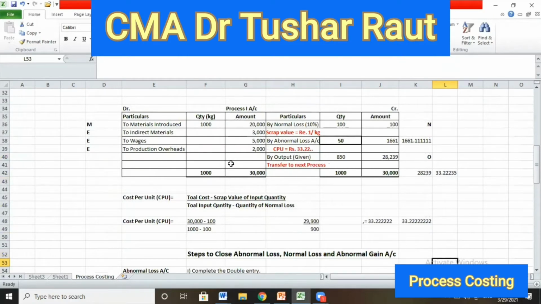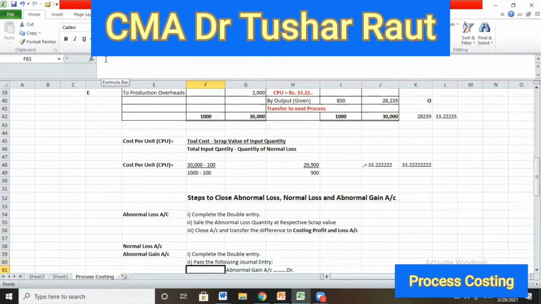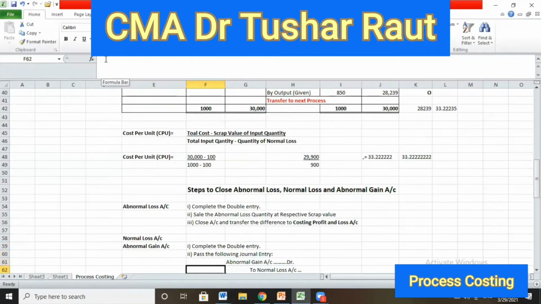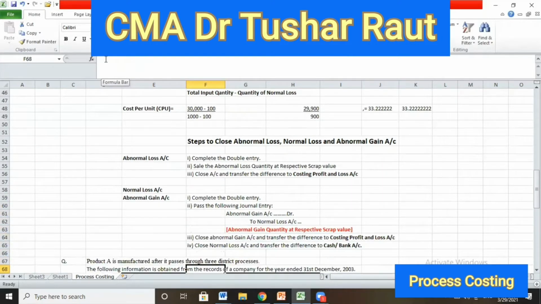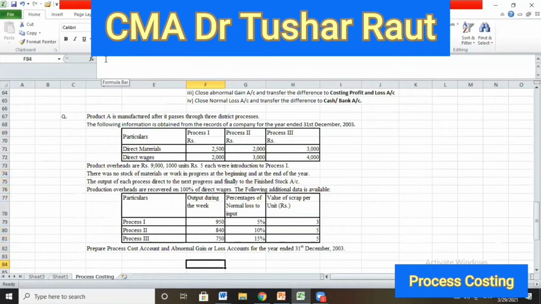The cost per unit formula is total cost minus scrap value, upon total input quantity minus quantity of normal loss. This is how we studied how to calculate CPU. Then we cleared how to close the abnormal loss, normal loss, and abnormal gain accounts. These were the steps to close these accounts. Now we are moving forward with the illustration.